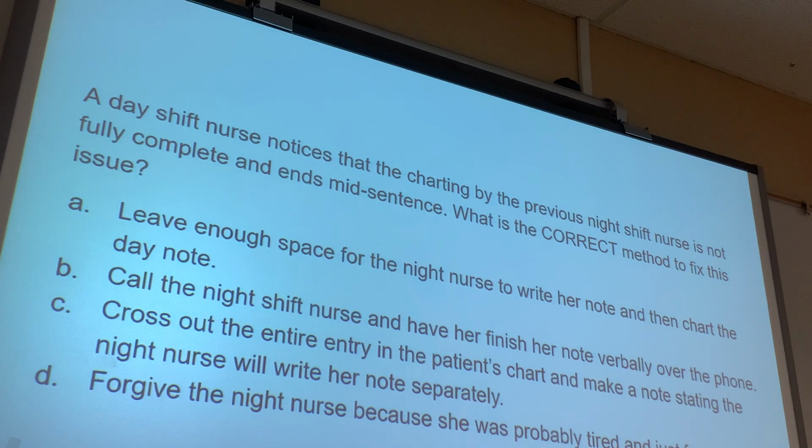There's a testing strategy. Which one just sounds the most wise, straightforward?